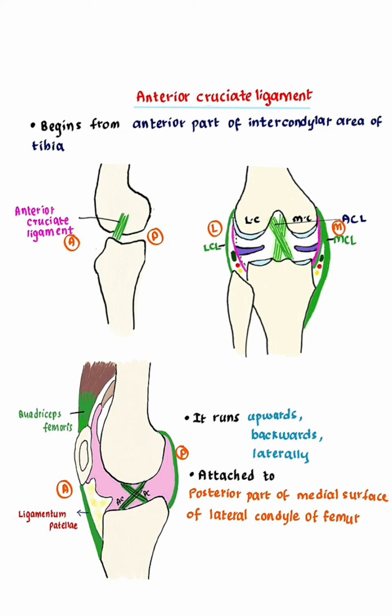And if you see here, the anterior cruciate ligament is going laterally. This is lateral side. This is medial side. So the anterior cruciate ligament runs upwards, backwards and laterally. And it gets attached to medial surface of lateral condyle of femur. This is medial surface of lateral condyle. This is lateral surface of lateral condyle. The anterior cruciate ligament is getting attached to medial surface of lateral condyle of femur.